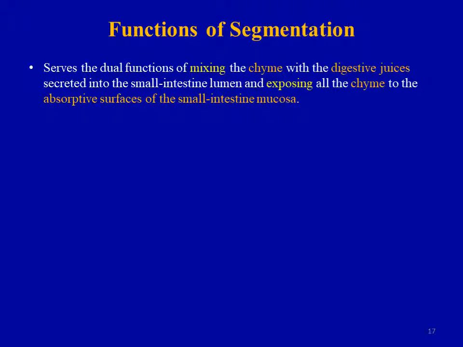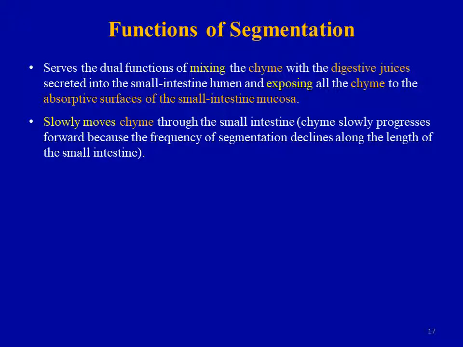Now, what are the functions of segmentation? What is the benefit behind having segmental activity in the small intestine? Segmentation serves the dual function of mixing the chyme with the digestive juices secreted in the small intestine lumen and exposing all the chyme to the absorptive surface of the small intestinal mucosa. So it mixes with all the secretions, bile, pancreatic, and intestinal juice, and while mixing, it will expose this chyme to the huge surface area of the absorptive mucosa.